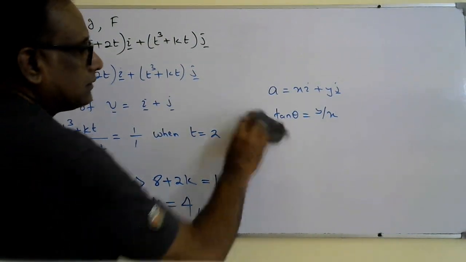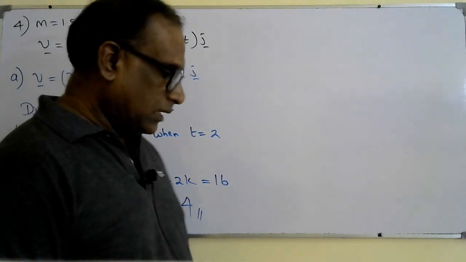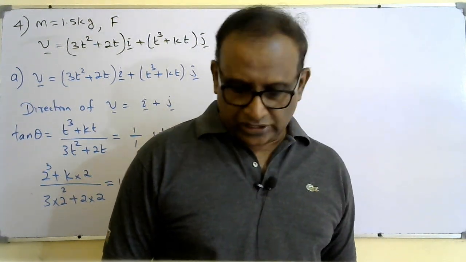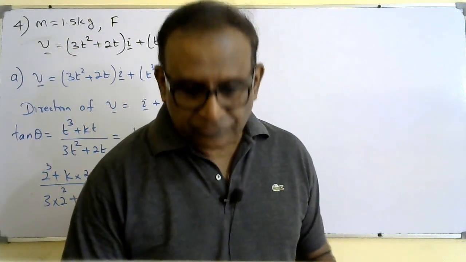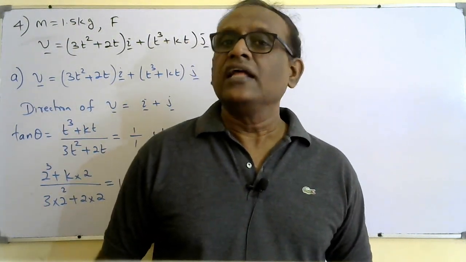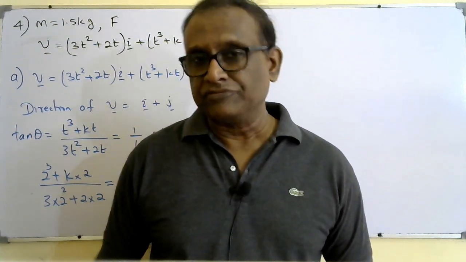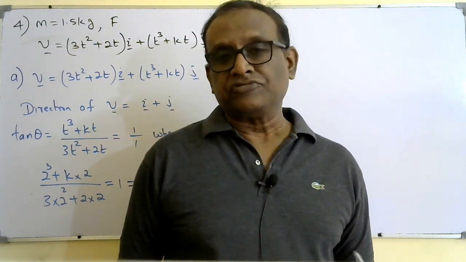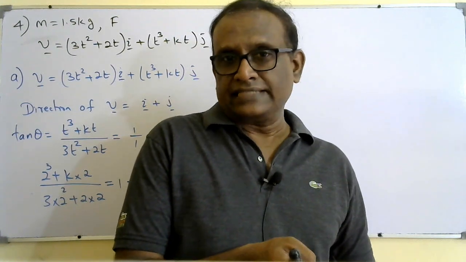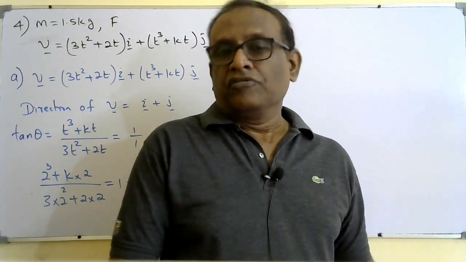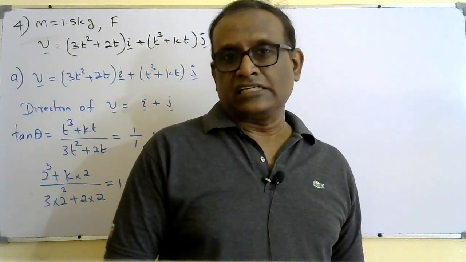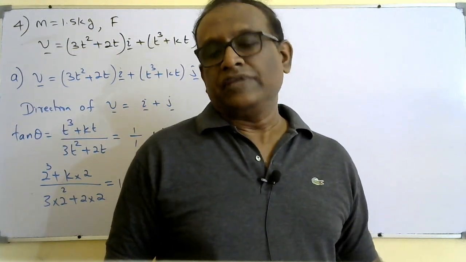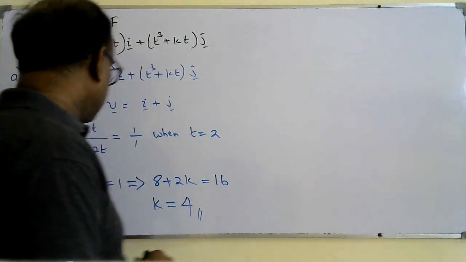Okay, B part. Find the magnitude of force F when t equals 2. So the particle is under the action of a force F. We can use F equals ma, but we need to find the a first. At time t equals 2 seconds, we'll find the acceleration vector first. Substitute t equals 2 in the acceleration vector, then find the magnitude of the acceleration vector. Then F equals ma, we know the mass, so we can find the F. So first we'll find the acceleration.